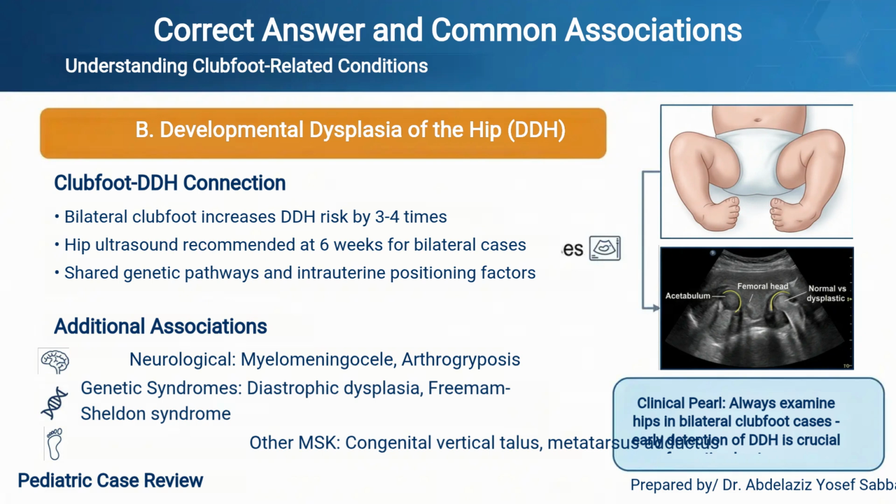Additional associations that should be considered in all clubfoot cases include neurological conditions such as myelomeningocele and arthrogryposis, genetic syndromes such as diastrophic dysplasia and Freeman-Sheldon syndrome, and other musculoskeletal conditions such as congenital vertical talus and metatarsus adductus. The clinical pearl to apply in every bilateral clubfoot case: always examine the hips. Early detection of developmental dysplasia of the hip is crucial for optimal outcomes in both conditions.